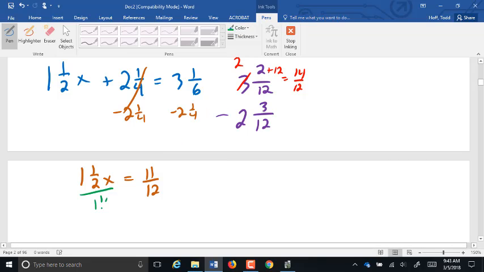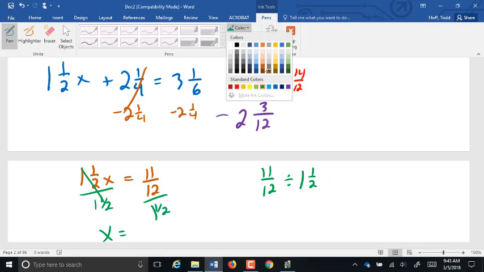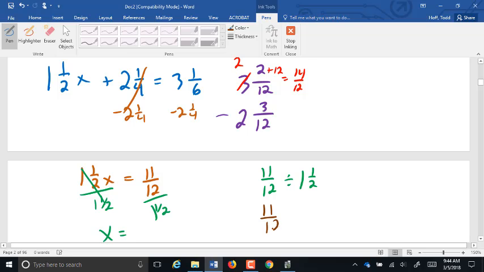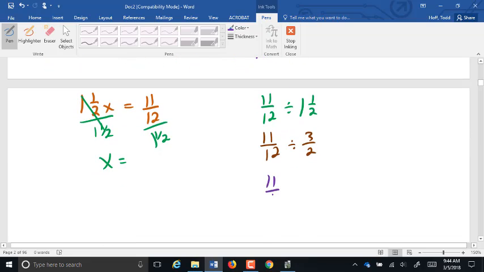We divide by the 1 1/2. So x equals 11/12 divided by 1 1/2, which is 11/12 divided by 3/2, which is 11/12 times 2/3. 12 and 2 cancel to give me 1 and 6. 11 times 1 is 11. 6 times 3 is 18. That is 11/18.